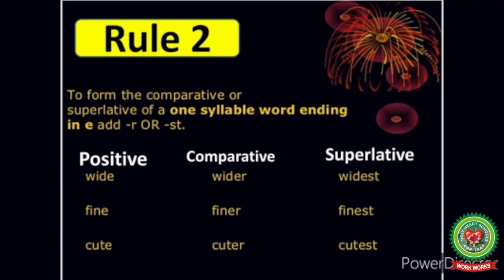Similarly, for fine, we will add R and it will become finer in its comparative degree, and in its superlative degree, it will become finest. For cute also, we will add R at the end in comparative degree and it will become cuter, and for its superlative degree, we will add only ST, so it will become cutest.